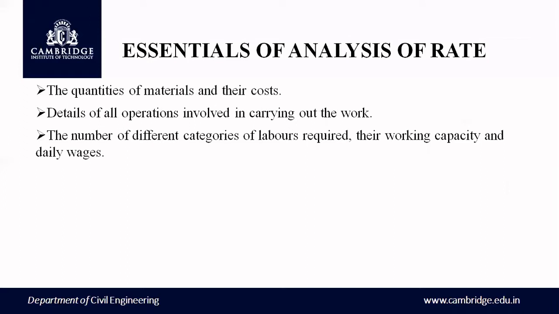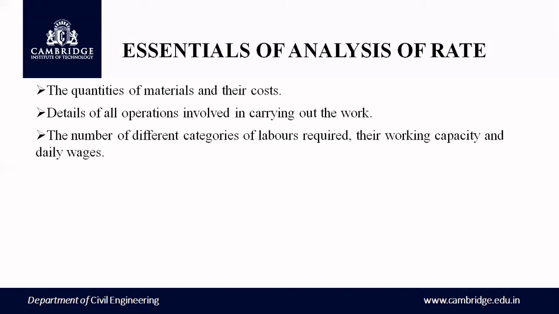And next point is the essentials. What are the essentials for the analysis of rate? First one is the quantities of materials and their cost. What is the quantity of cement required? What is the quantity of steel required, and different items and their cost? Cost at a particular location.